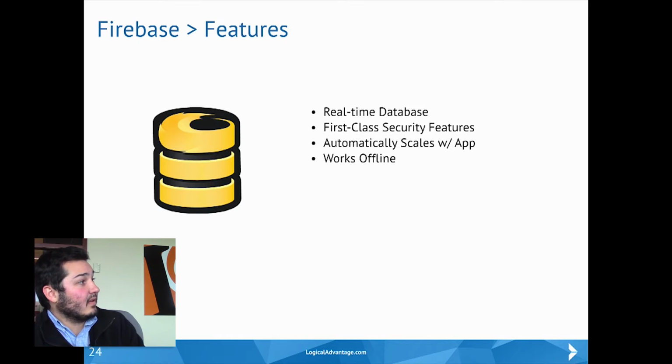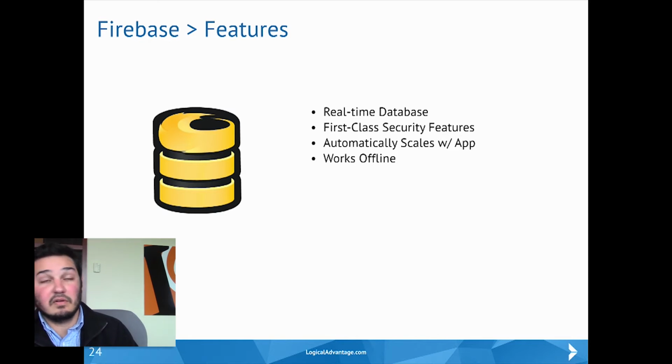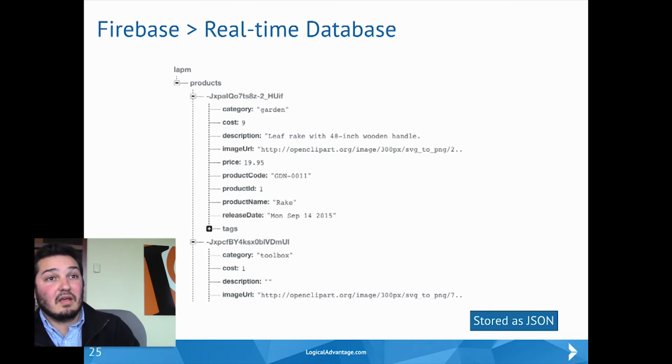It's a real-time database. It has first-class security features. It automatically scales with your app, so if your app gets huge, it's not going to just die. It's going to scale. It also works offline. If, say, your internet connection is limited, client side, it will actually store the data and wait until connectivity is restored, and then it will update the database. All the data is stored as JSON.